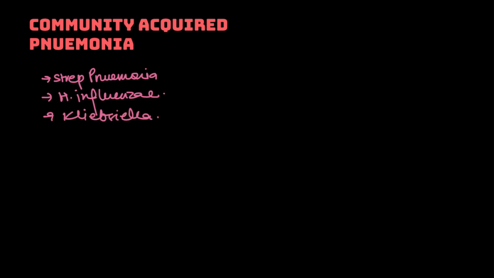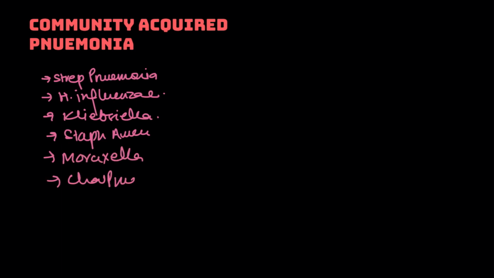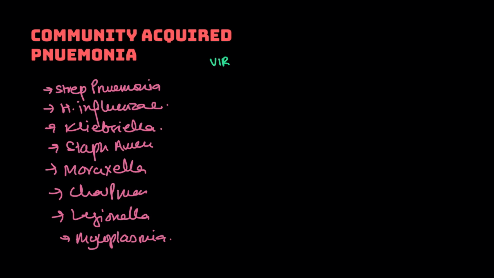So, some of these common organisms include Strep pneumoniae, which actually causes two-thirds of cases of all community-acquired pneumonia. H. influenzae is another common cause. Then, according to some risk factors, Klebsiella, Staph aureus, and Moraxella, Chlamydia, Legionella, and to some extent Mycoplasma also cause community-acquired pneumonia. It's very important to know about these organisms because the empiric therapy is based upon the prevalence rate of these organisms.